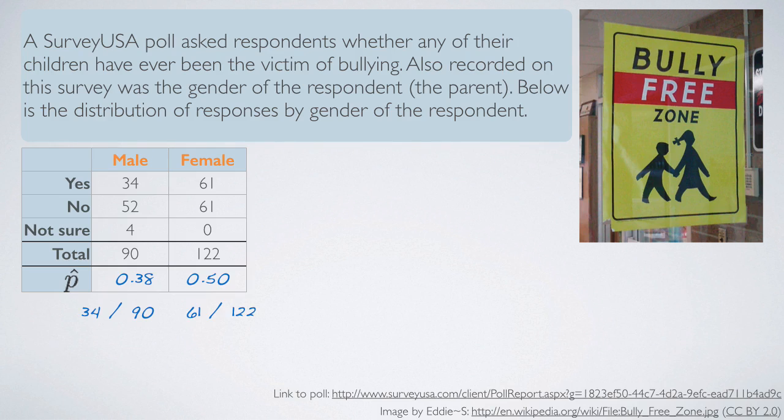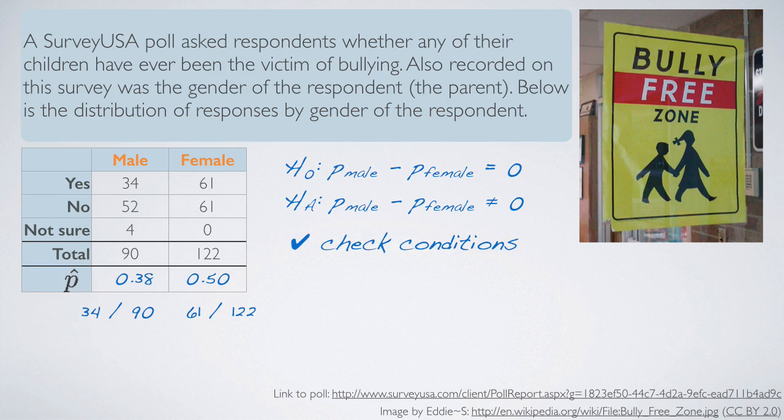If we want to compare these two proportions, our null hypothesis should be that the proportion of males and the proportion of females whose children have ever been the victim of bullying should be equal to each other. Or in other words, the difference between the two population proportions should be 0. If we're simply looking for a difference between the two, the alternative hypothesis will set this difference between the two population proportions to be not equal to 0. Before we can proceed, we need to check our conditions, and we need to calculate a test statistic based on which we can then calculate a p-value.